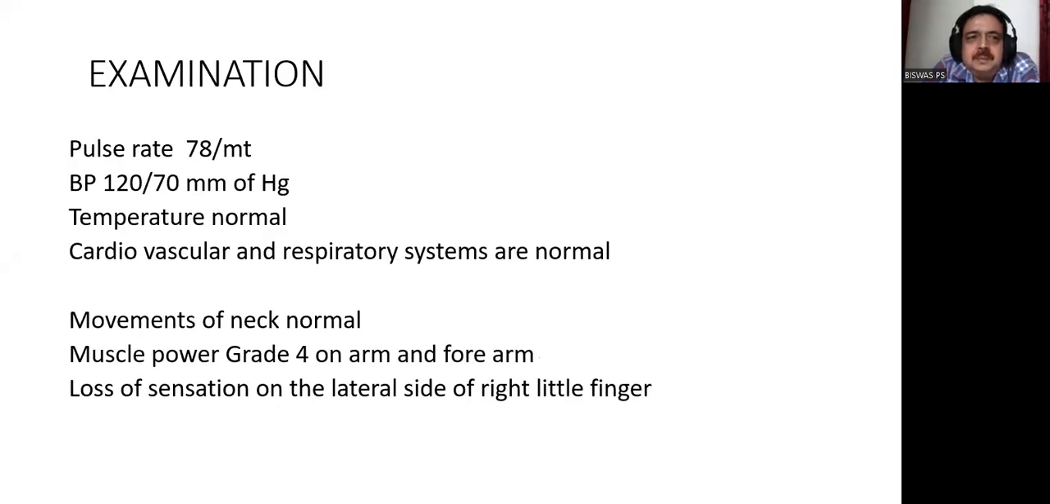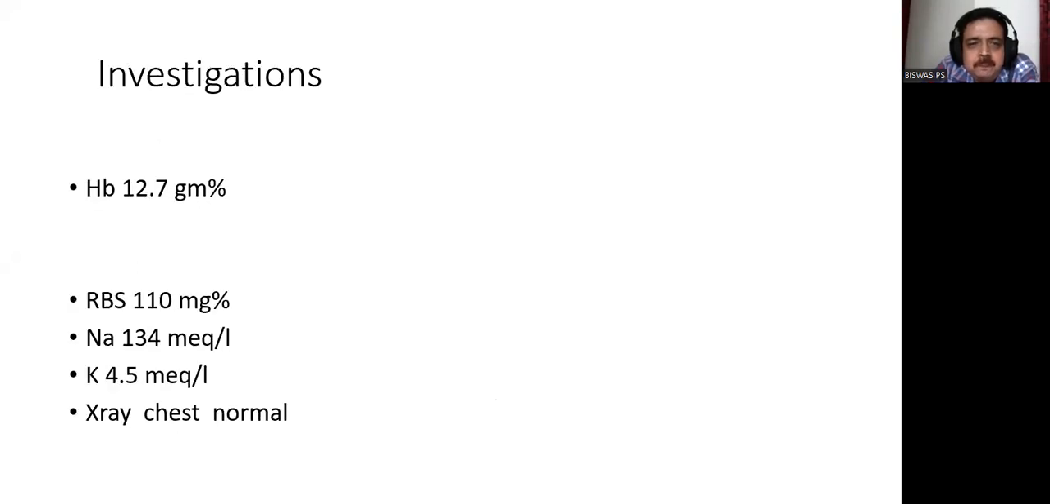On examination, the pulse rate was 78 per minute, BP was 120/70, temperature was normal, and the cardiovascular and respiratory systems are normal. The movements of the neck are normal. The muscle power is grade 4 in both arm and forearm, and there is loss of sensation on the lateral side of the little finger. Investigations: hemoglobin was 12.7, RBS was 110 milligram per deciliter, sodium and potassium were normal, and the X-ray was normal.